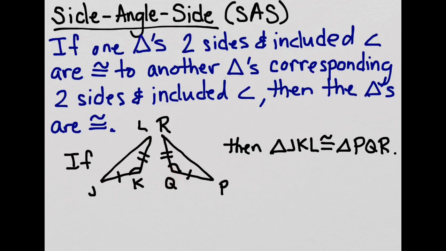Same thing for angle RQP. Its sides are QR and QP. Those have to be the 2 sides that are shown as being congruent, otherwise it's not SAS, or side angle side.